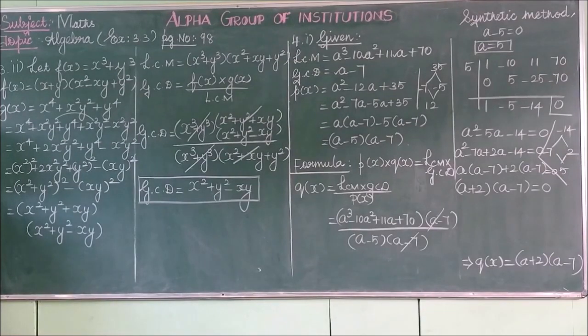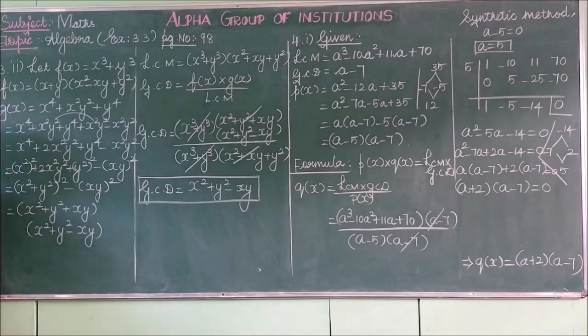Everybody look at your maths textbook, page number 98. Find the GCD of each pair of the following polynomials. Third one, second subdivision: x squared plus y squared, x power 4 plus x squared y squared plus y power 4, whose LCM is (x squared plus y squared) into (x squared plus xy plus y squared). In this question, you have to find the GCD, and f of x, g of x and also the LCM are already given. So listen here.